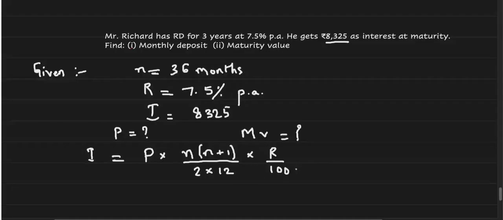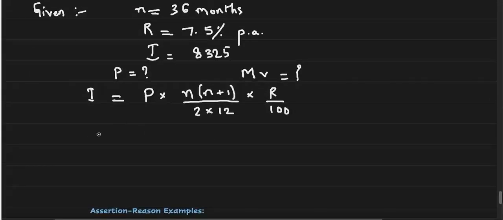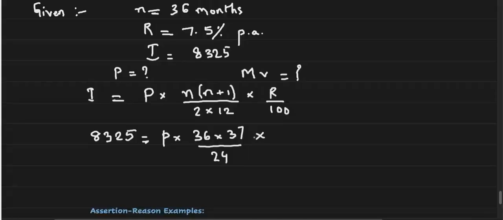Okay, so you have everything here. Interest you know. So you have to write interest 8325 equal to, you don't know P. You know N, 36 into 37, N plus 1, divided by 2 into 12, multiplied by 7.5 divided by 100. So here everything goes to the other side and P remains on the right hand side.